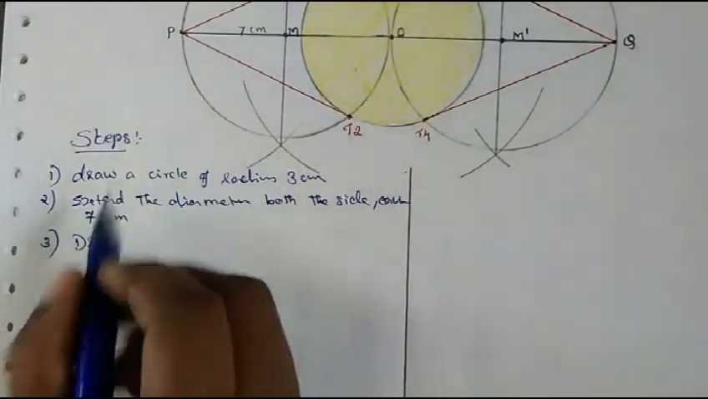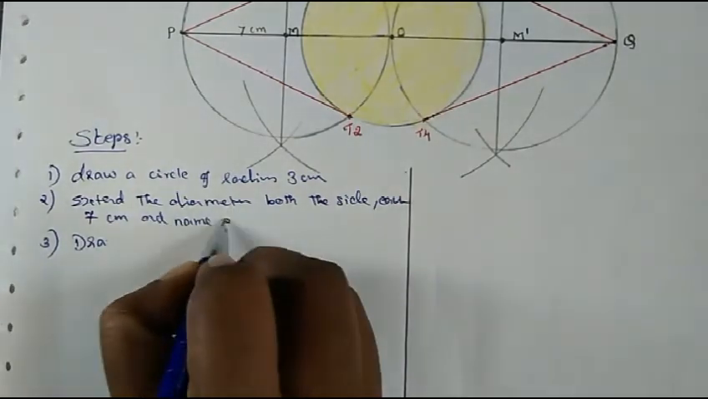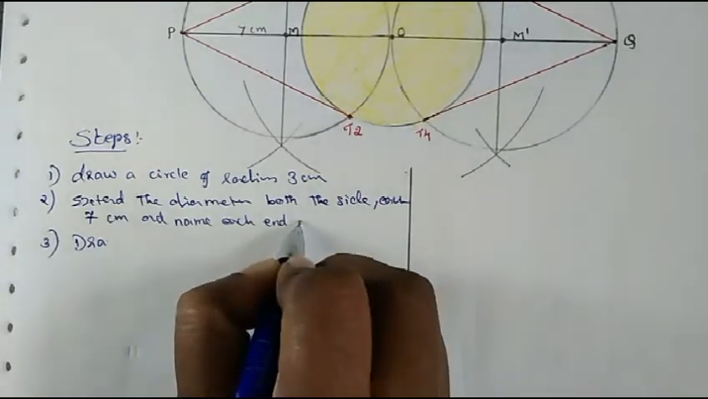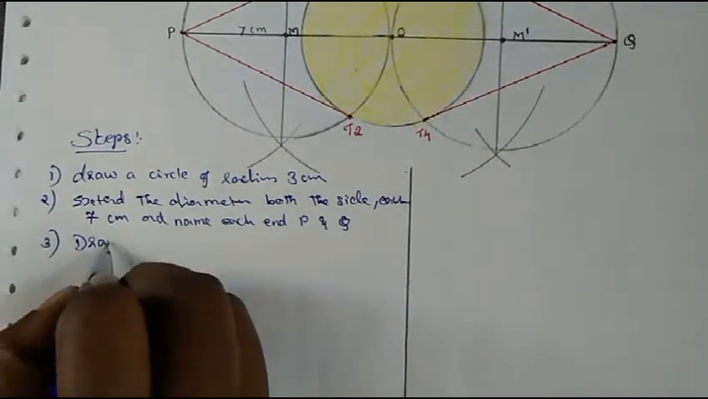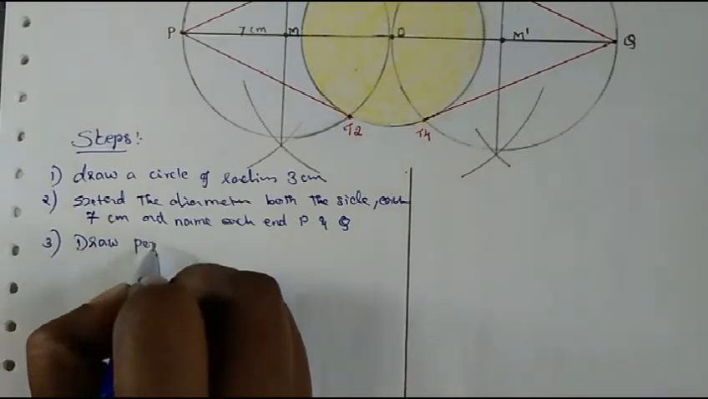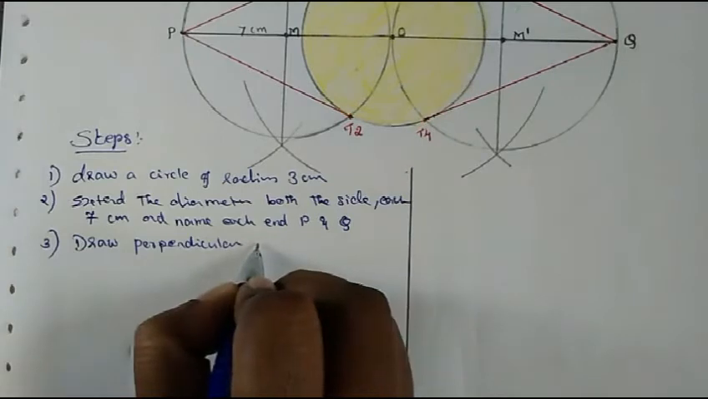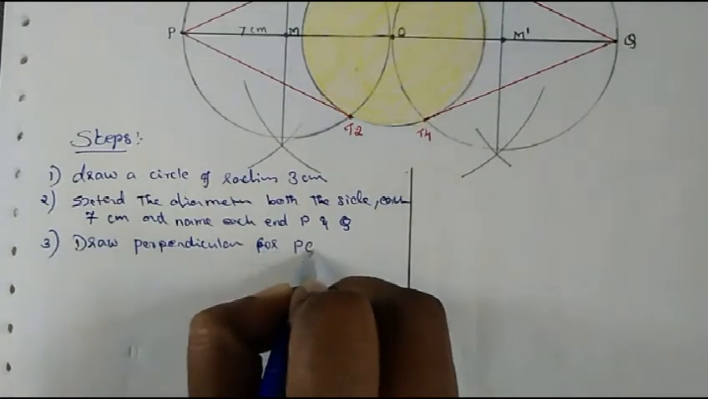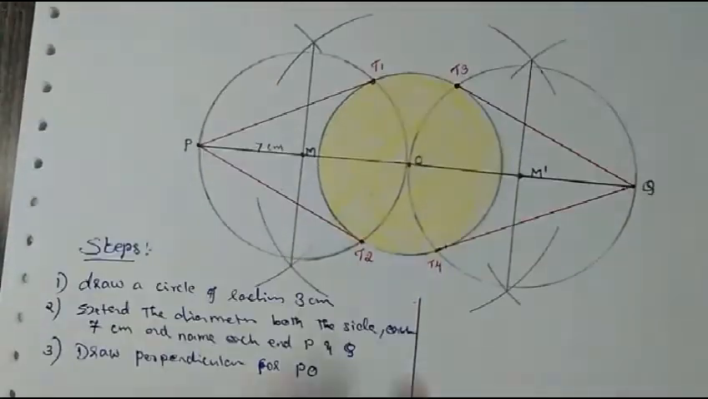Then we drew the perpendicular line for PO. Oh, we have to name it, right? Here you can write and name each end P and Q. Then draw the perpendicular for PO. For PO we drew the perpendicular, and from the midpoint we drew the circle.